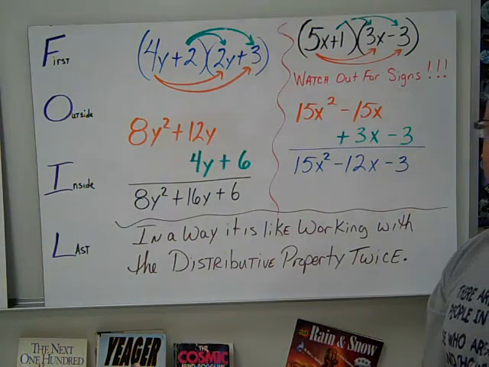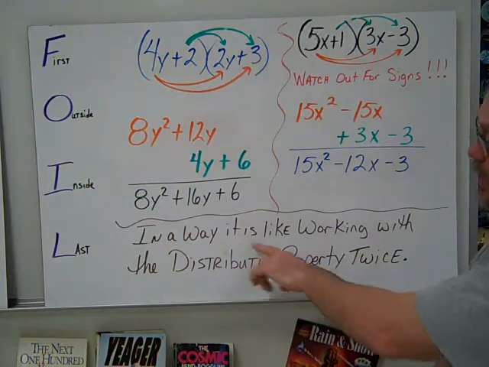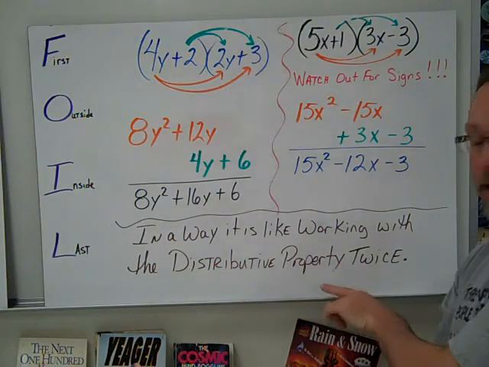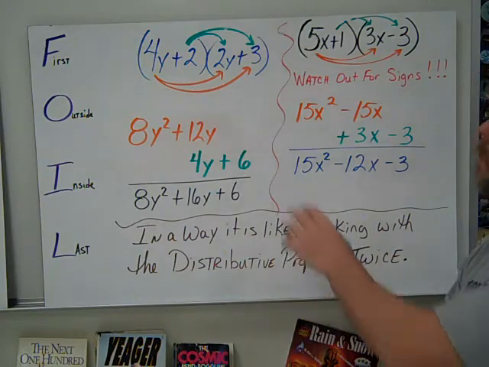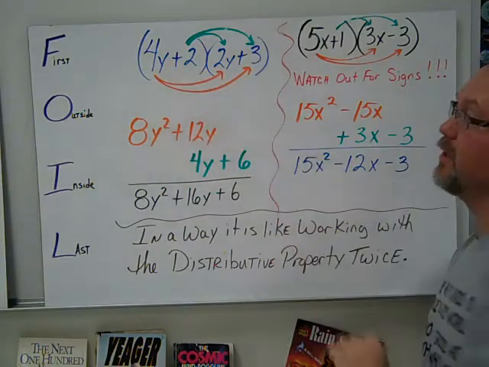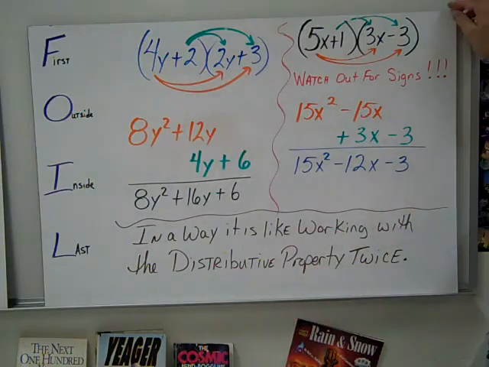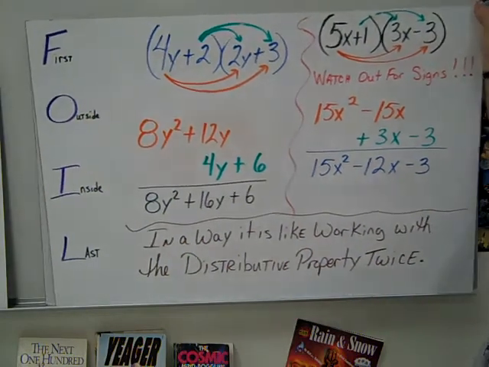So one of the ways that you can think about it is, in a way, like working with the distributive property twice, because you have it here and you have it here. And that's how I'm going to break down the next problem that we go through here.